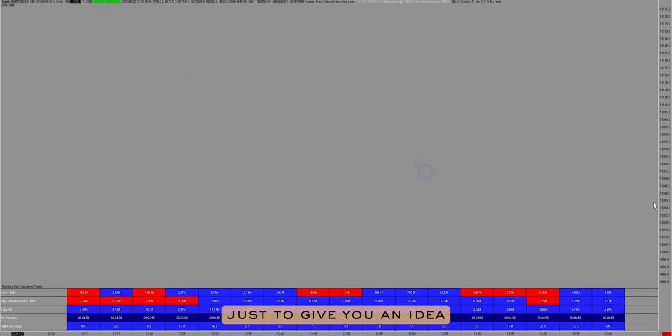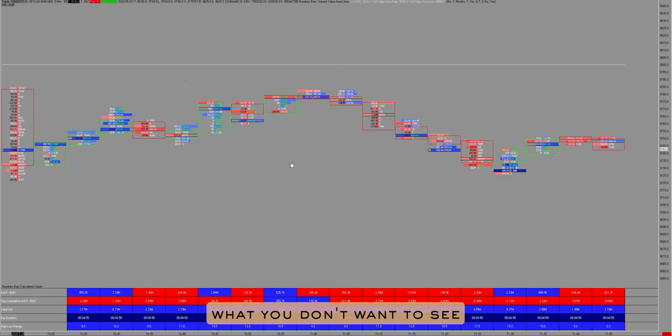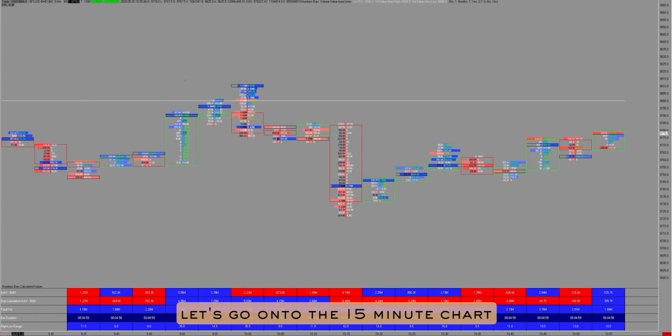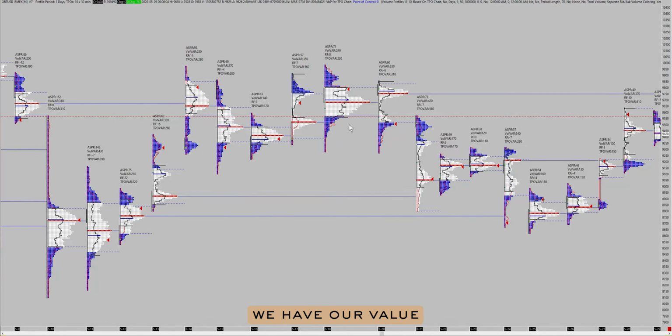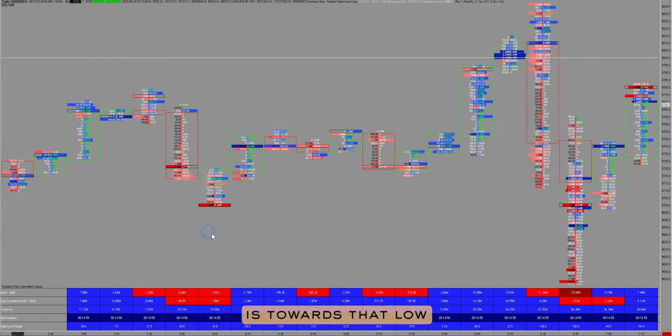All right, so out of that low, after that, we'll normally see that buyers will, and we'll just scroll back just to give you an idea of what we're looking at. So towards the low, what you don't want to see, let's go into the 15-minute chart, and we'll go into the center of the structure before we get to the point we're focusing on, because now we have our value area low of this composite. So that is right around 9,550. Okay, so going back, what we're looking at is towards that low.